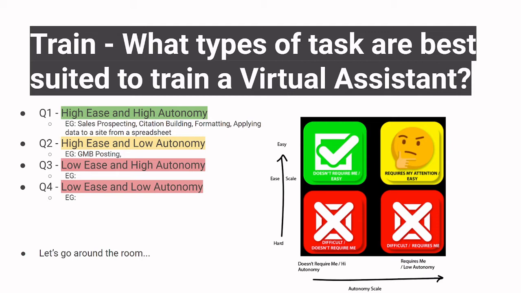Yeah, I like how you broke it down. So basically, anything in Q3 and Q4, those are kind of things that you shouldn't outsource to a VA. Yeah, and I had trouble coming up with examples, and I should have put more here, right? But let's go through them, and I want to be more demonstrative. Low ease and high autonomy, right? So it's something difficult, and Phil doesn't care who does it.